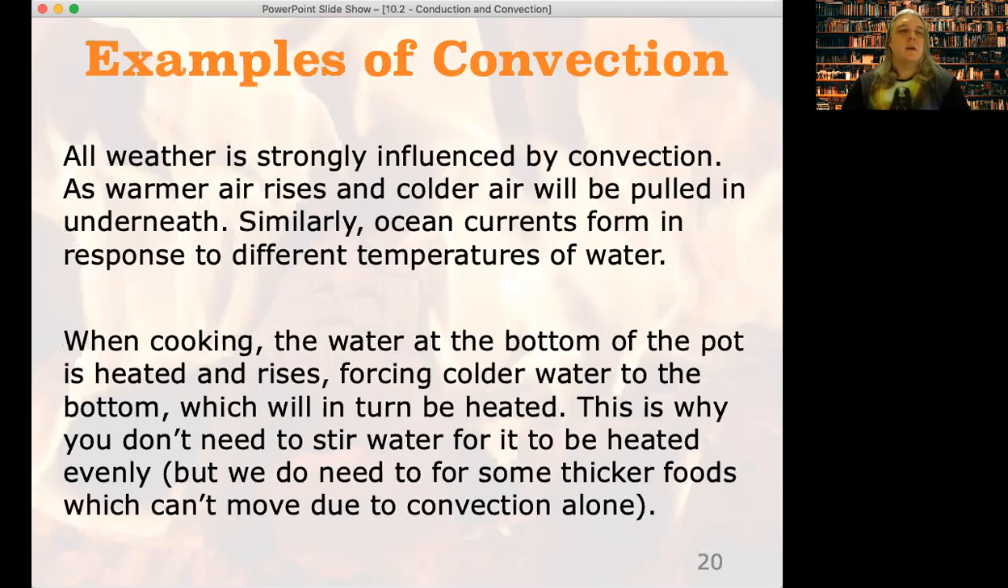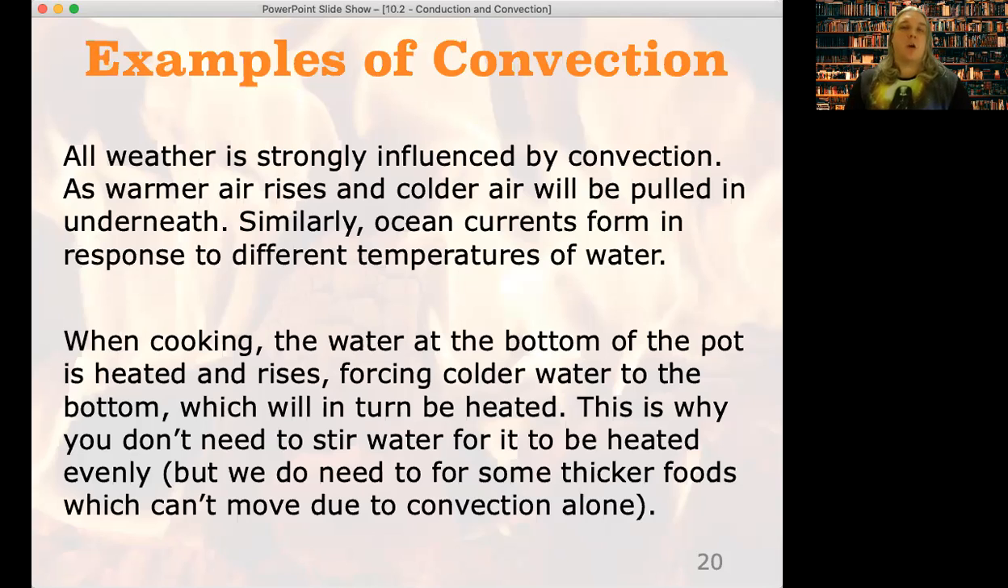Couple of examples. All weather is strongly influenced by convection. Warmer air rises, colder air gets pulled in underneath, that's creating wind. Similarly, in the ocean, if you've got some warmer or colder waters next to each other, they're going to move relative to each other and we get ocean currents. So a lot of weather phenomena all depend on convection, just the idea that the temperature of a fluid changes its density and therefore will move relative to some other part of the fluid that's got a different density.